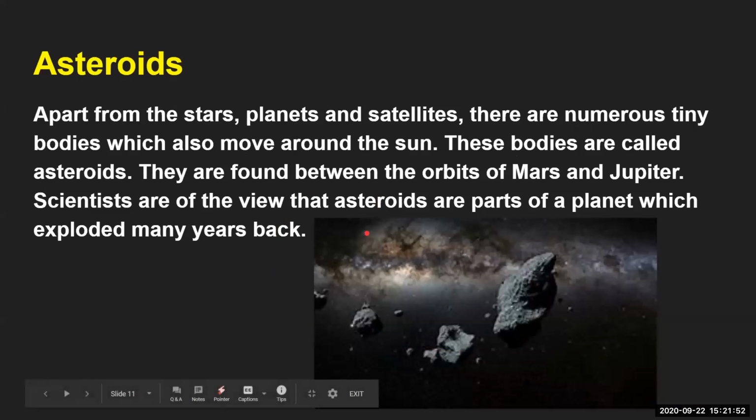Now came some outer bodies, meaning asteroids. So apart from stars, from the sun, there are also some asteroids. They are not celestial bodies, and they are found between Mars and Jupiter. Between Mars and Jupiter, there is a belt known as the asteroid belt. So we also consider that all the planets before the asteroid belt are hot, and all the planets after the asteroid belt are cold.